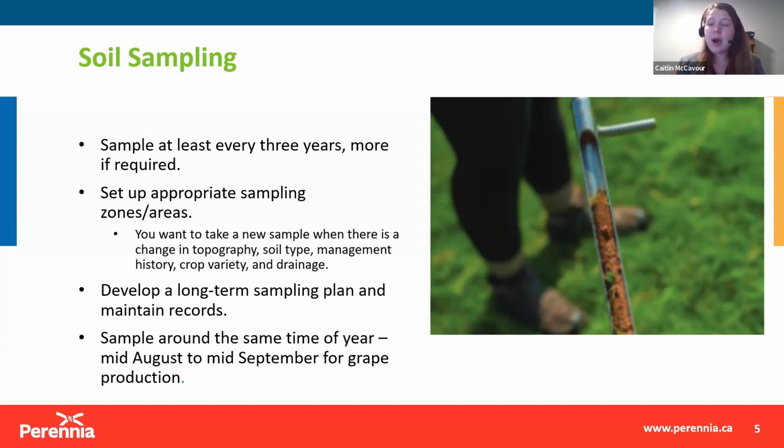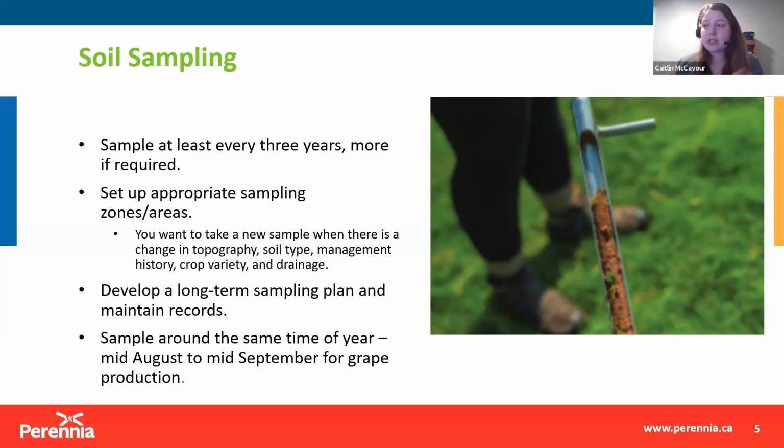The other thing is to identify appropriate sampling zones. Just because you have a block doesn't mean you can't separate it further. If you have a dramatic change in topography or soil type or something like that, or a change in crop variety, it might be good practice to separate those blocks further for your composite samples.